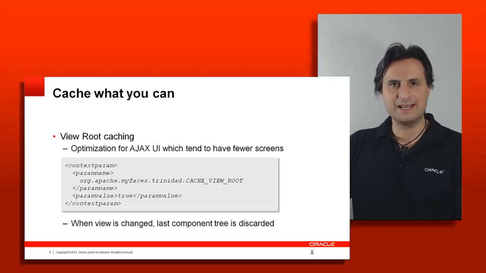do is it will just capture a snapshot of the component tree, and then will dismiss that component tree as soon as you navigate to another view ID. But for as long as you stay there, this cached version of your tree will be there, and that will allow you to have much better performance.